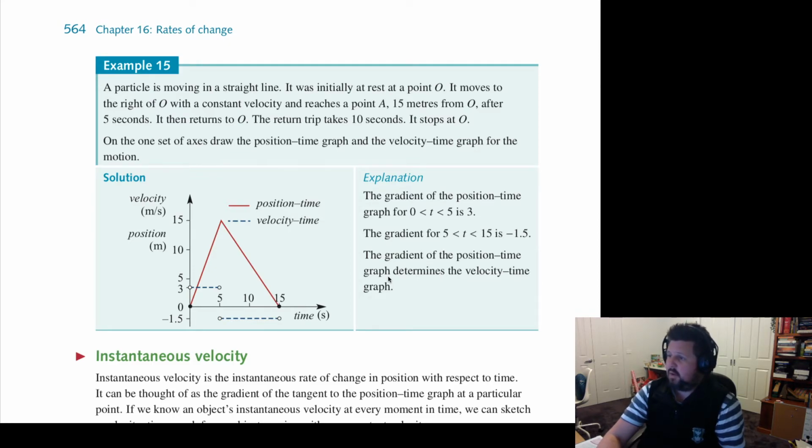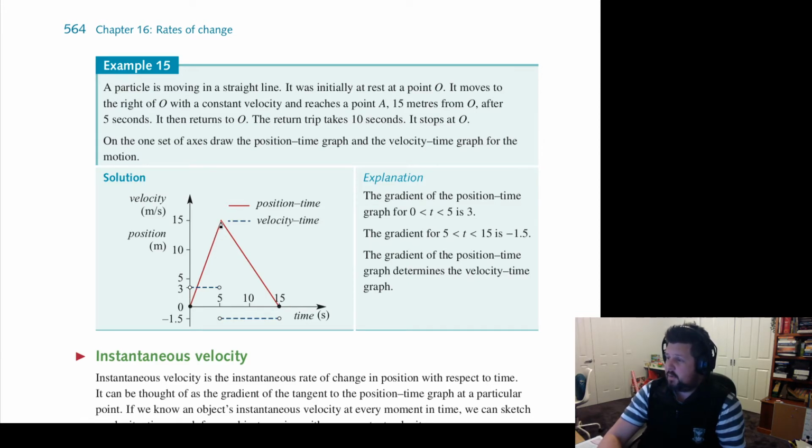It stops at O. On one set of axes, draw the position time graph, and then also draw the velocity time graph for the motion. So we're going to do 2 graphs on one. We know that it starts at the origin and moves to the right of the origin, which is in a positive direction, at a constant velocity, and reaches a point 15 meters from O. Here obviously is 15 meters, but the other part is it happens after 5 seconds. So you can see after 5 seconds it's 15 meters away from the origin. We can draw that there on the position time graph.